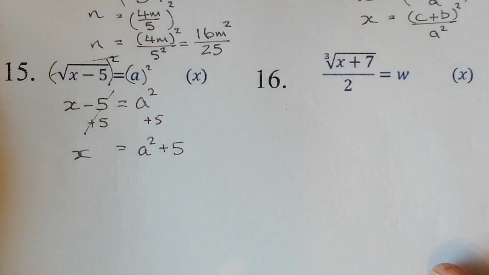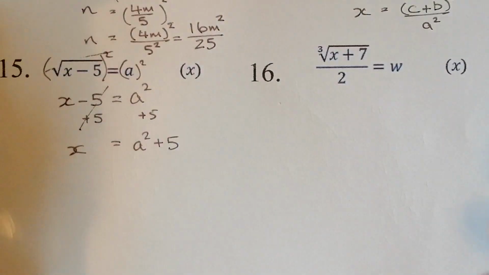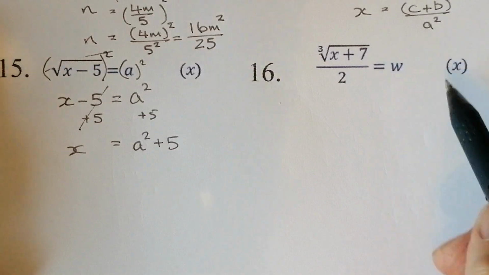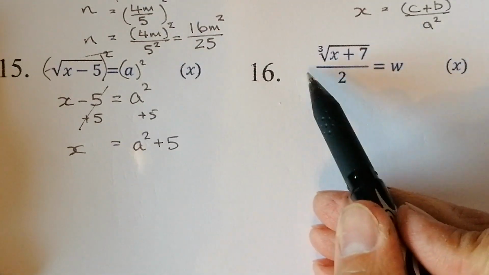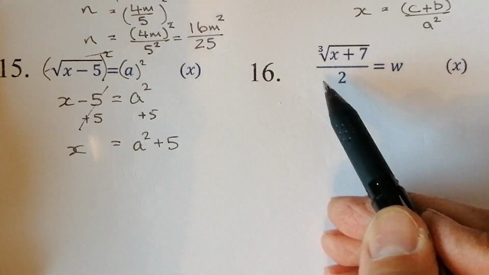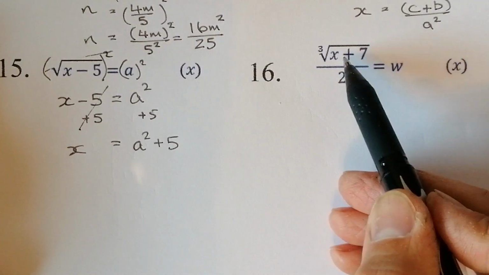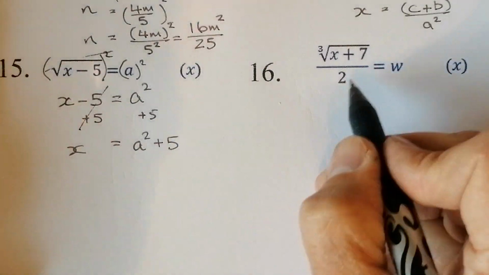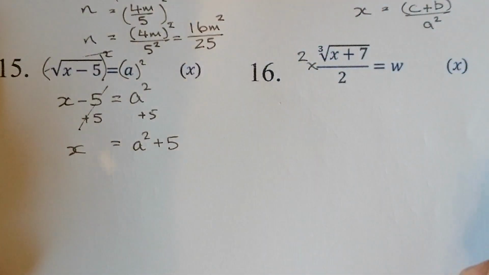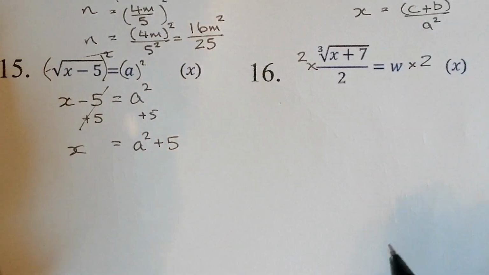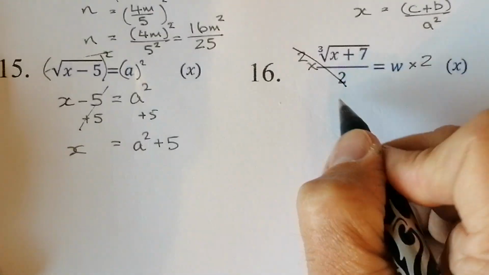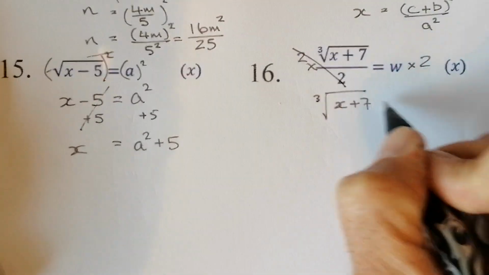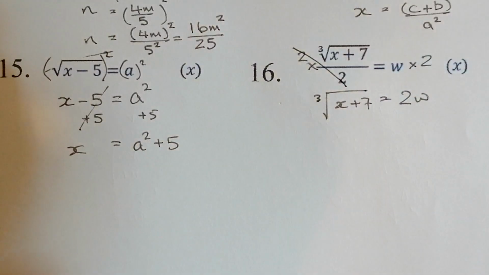Final question. So quite a complicated looking one, I think. So I've got to change this formula to x on its own. Okay, so first thing I can see with this formula is I've got a 2 that's on the bottom. That's the easiest thing that I can remove. I can't remove anything else. I must move the 2 first of all. Right, so we're going to multiply everything on the left by 2, multiply whatever's on the right by 2. So the 2's are going to eliminate, leaving me with the cubed root of x plus 7 on the left hand side, and that will be 2w on the right.